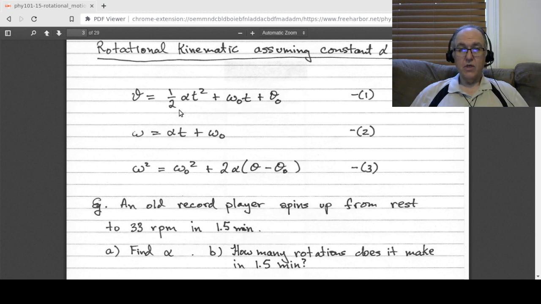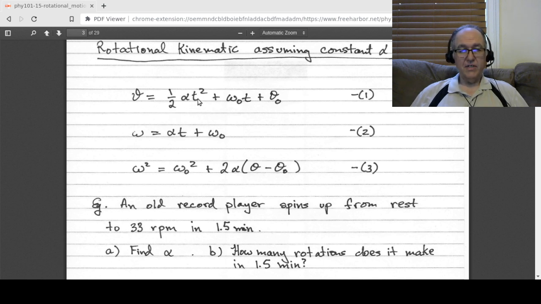Look at the substitutions. Where we had x, we put theta. Where we had a, we replaced it with alpha. Where we had v, we replaced it with omega, and there's theta again. Time is still the same between both of them. There's no such thing as an angular time or linear time. And so here's equation number 1.